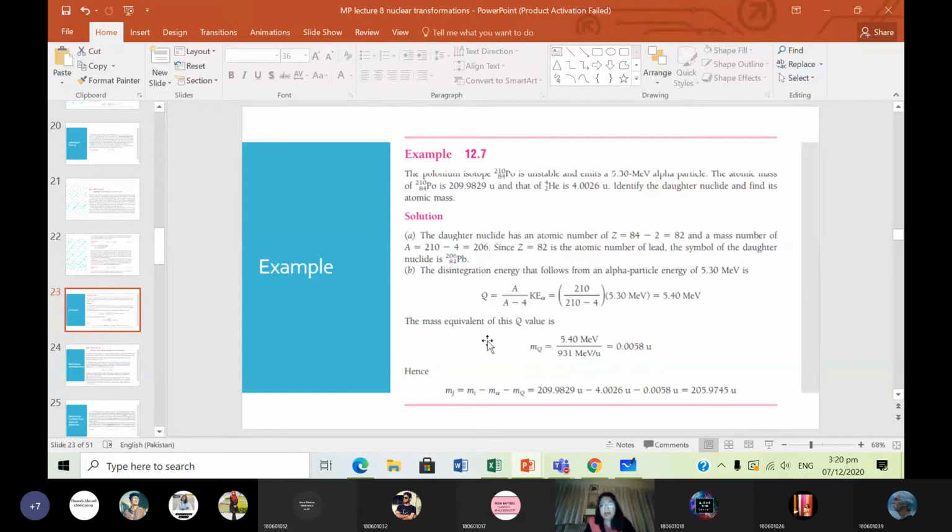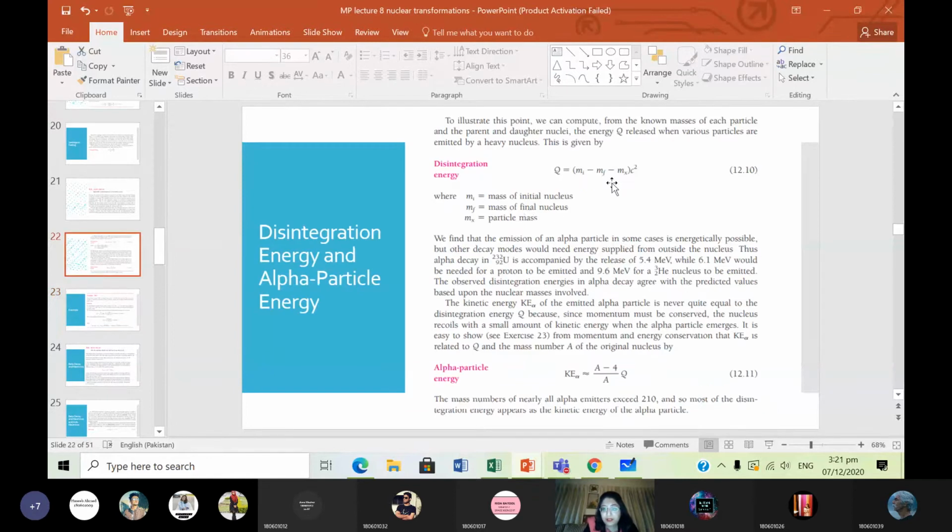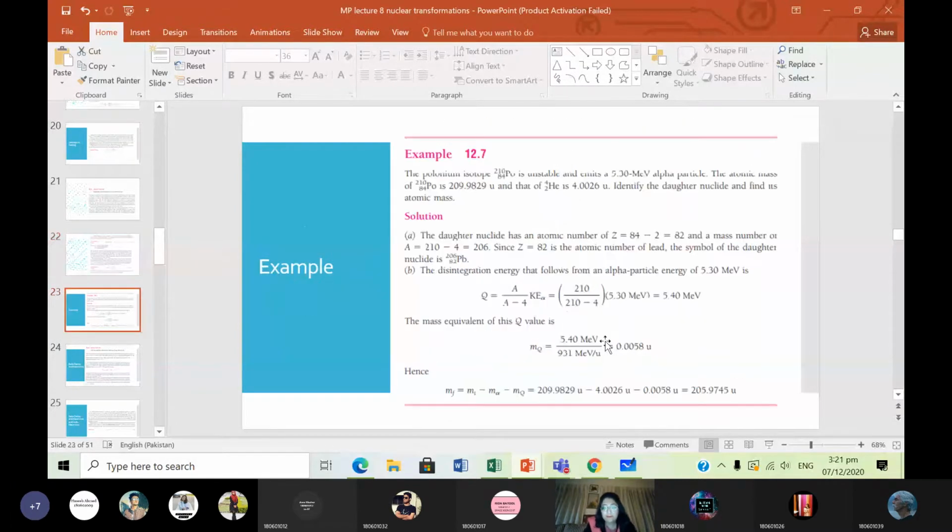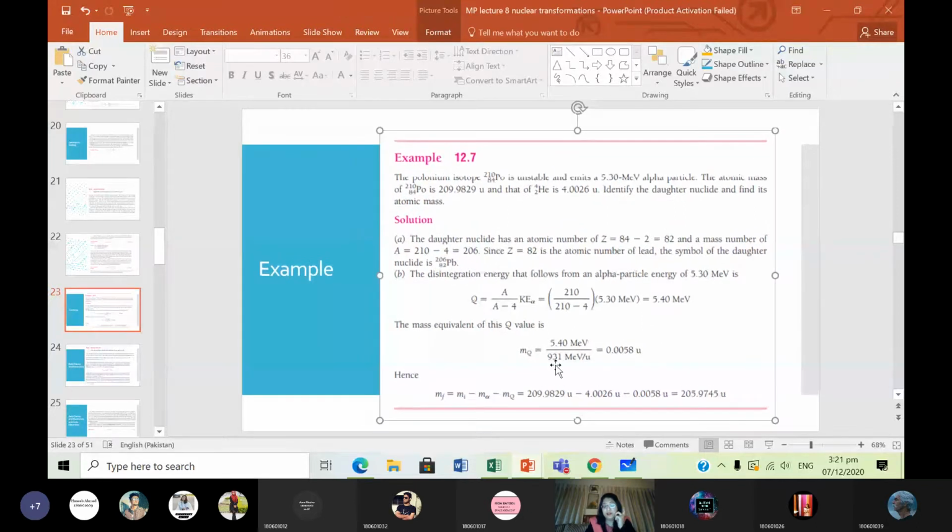So the mass equivalent of this Q value is MQ. What is MQ over here? This is the mass equivalent, equal to this Q in mega electron volts. We want to find out what this mass is in terms of energy. So you just put in 5.4 mega electron volts divided by the number of mega electron volts per atomic mass unit to figure out the mass equivalent of this Q. We found it to be 0.0058 U.